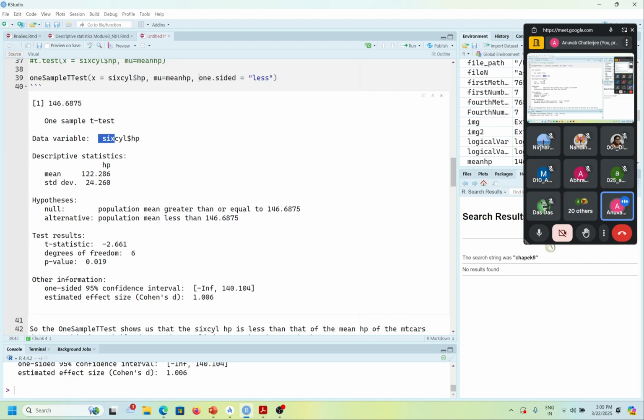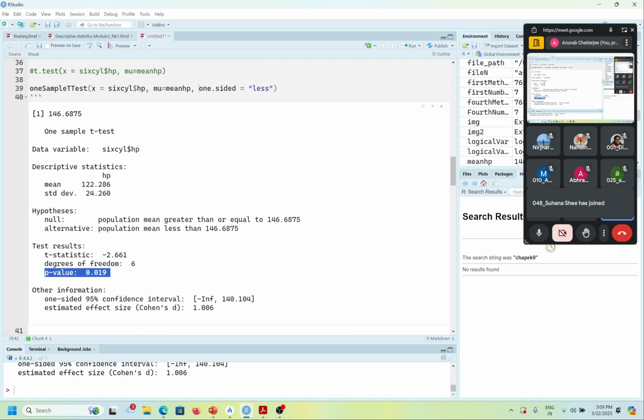The data variable is six cylinder HP. The mean and standard deviations are given. The null hypothesis is that the population mean is greater or equal to the mtcars dataset. The alternate is that it is less than the mtcars dataset. And we have a significant p-value here, which shows that our six cylinder cars are losing against the mtcars dataset.